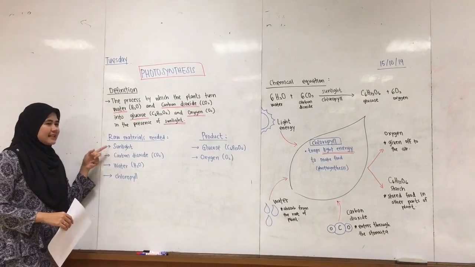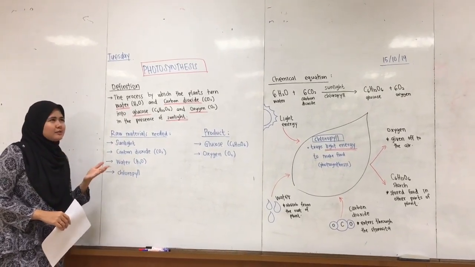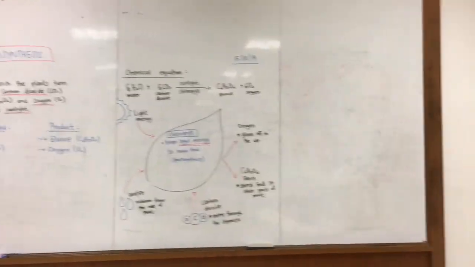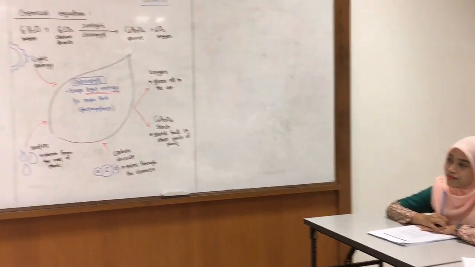Okay, so we take a look at the raw materials needed for photosynthesis to happen, which is the first one, sunlight. Do you know why plants need sunlight? Because sunlight provides energy. Yes, what energy is it? Light energy. Yes, good. Alright. The second raw material is carbon dioxide.